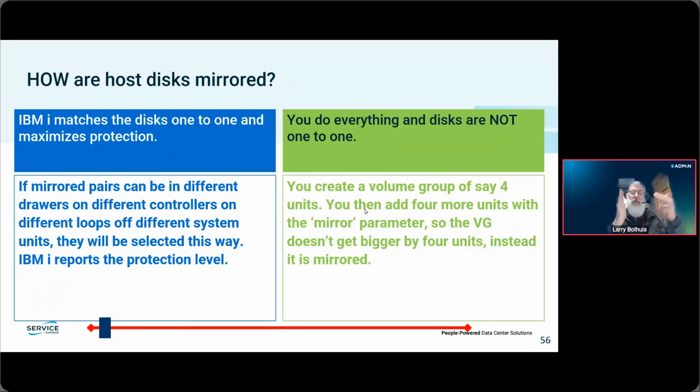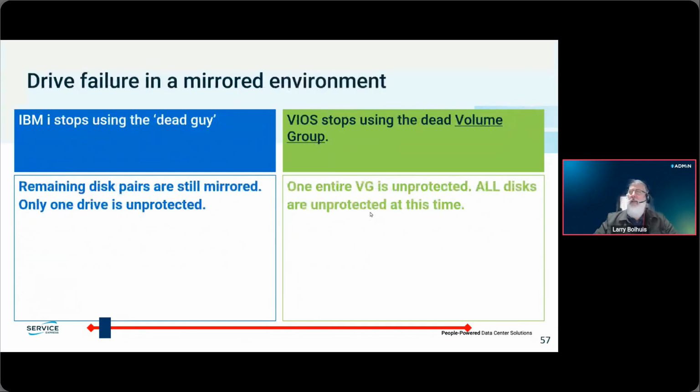It doesn't mirror two drives on this NVMe together and two drives on this NVMe together. That would be silly because it's very unlikely that you're going to lose one volume on a single NVMe device. You're going to lose the whole device, right? So IBMI is very smart that way. Disks and VIOS, though, you're doing that. So again, we don't like that.